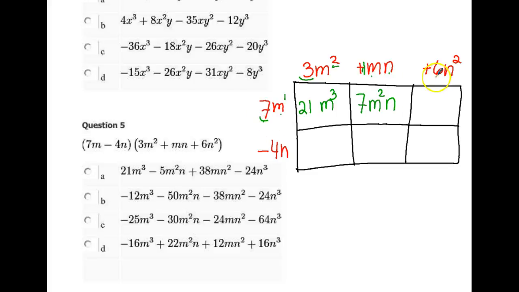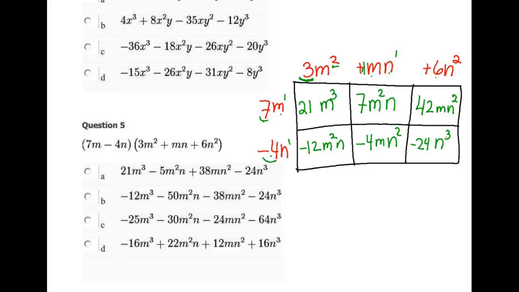6 times 7 is 42. M n squared. Those are the bottom. Negative 4 times 3 is negative 12. M squared n. Negative 4 m n squared. Again, we're adding these powers. Negative 4 times 6 is negative 24. N times n squared is n cubed.